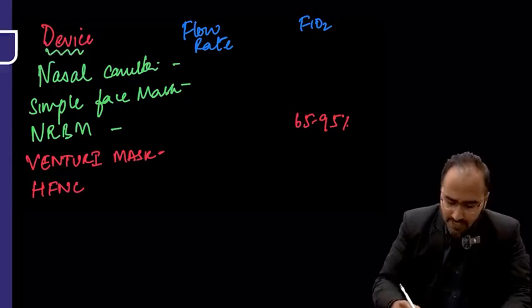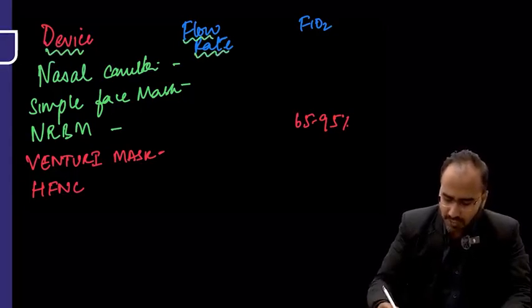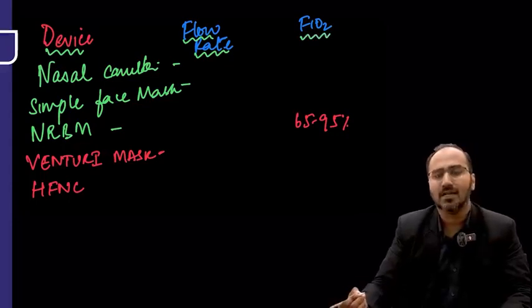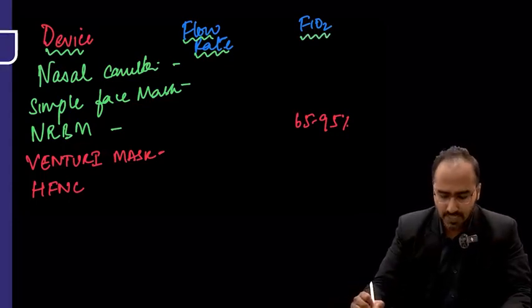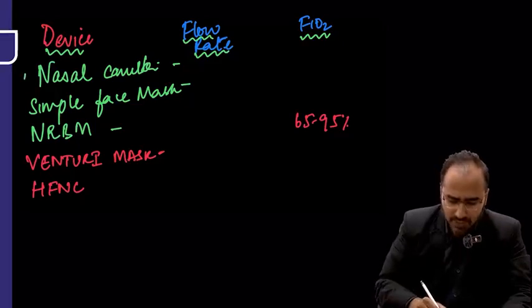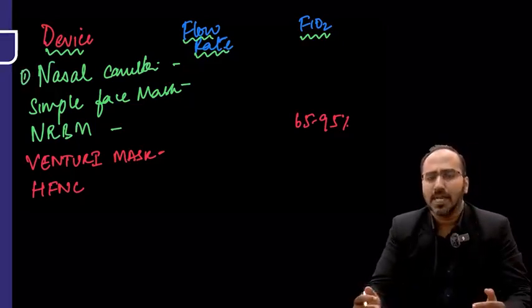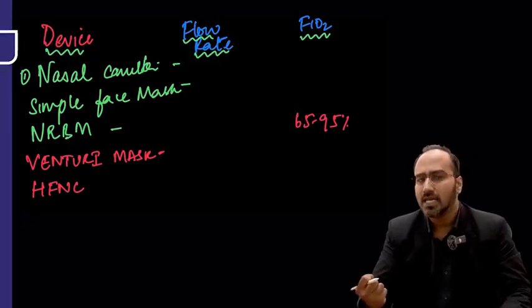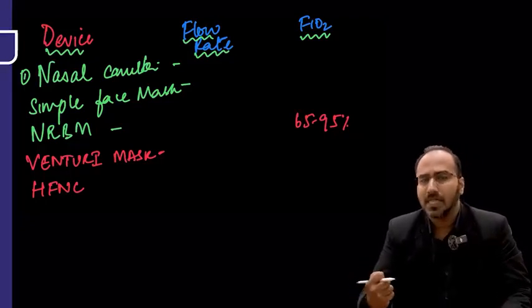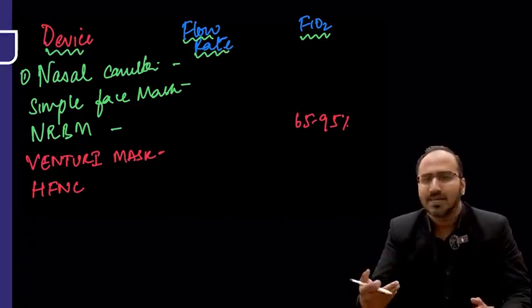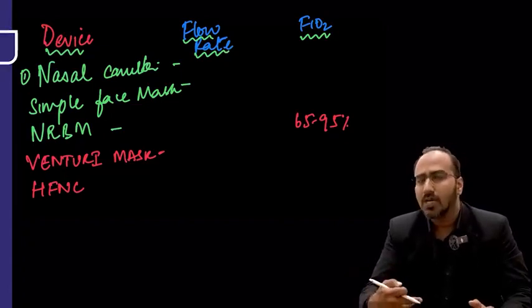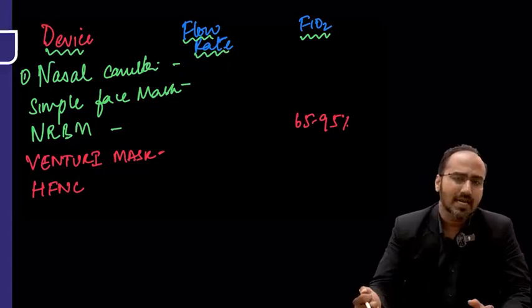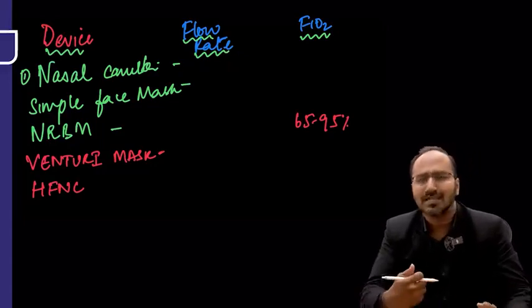Here I have written the device name. In the next column is the flow rate, and then in the next column it is the FiO2. Okay? So basically the first oxygen delivery device. Imagine guys, the patient is coming in an emergency scenario where his oxygen saturation is dropping. In that patient, the first thing that we need to do is connect him to oxygen. How will you connect him oxygen? Through a nasal cannula. The first device that we use is a nasal cannula.